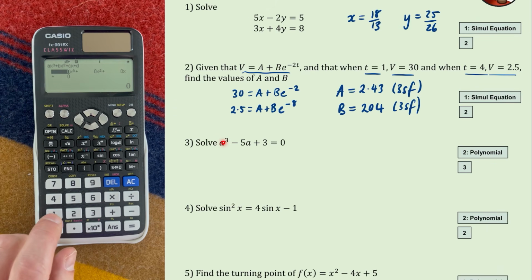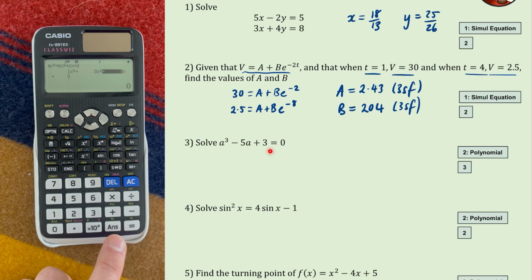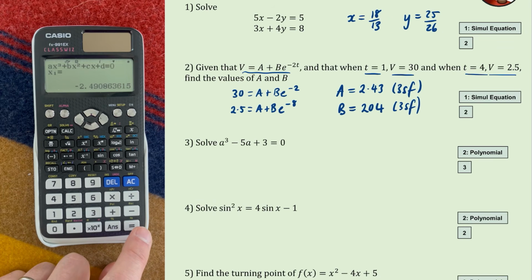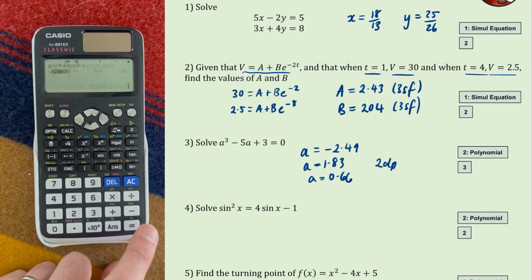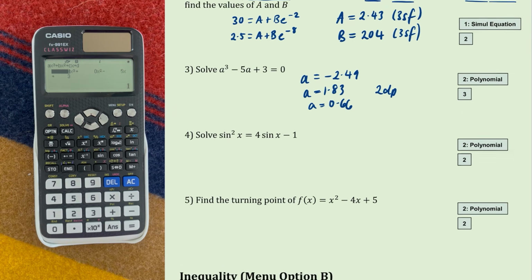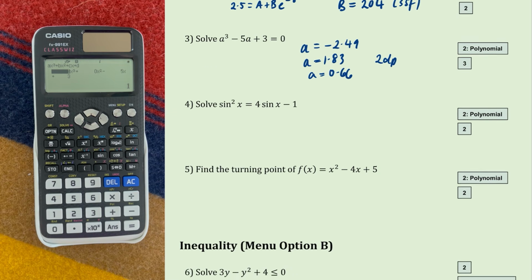So the coefficient of x cubed is going to be 1. There are no squared terms, so I'm going to press 0. There is a minus 5 here, and then at the end we have a constant of 3. So when I press equals, we're going to come up with the answers that a is equal to minus 2.49. Press it again. A is equal to 1.83. And a is equal to 0.66, and these are to 2 decimal places. Now, obviously these aren't going to give you exact values, but it's just worth knowing it so you can check some of the answers. Again, I did do this one on the previous calculator, but I wanted to show you here.